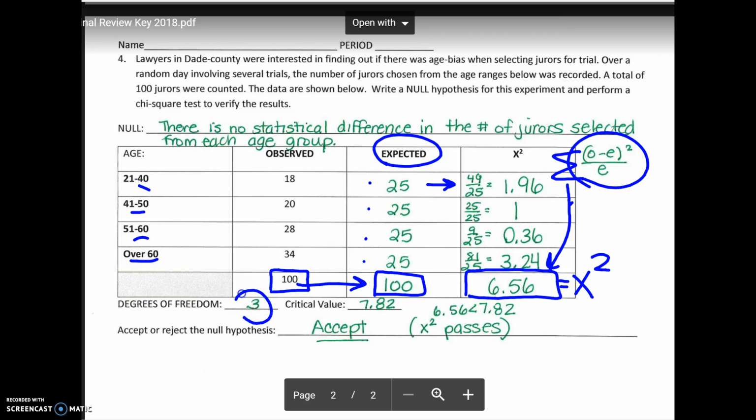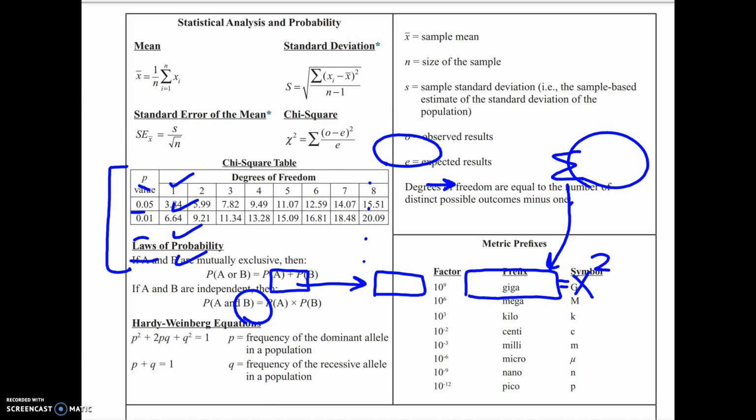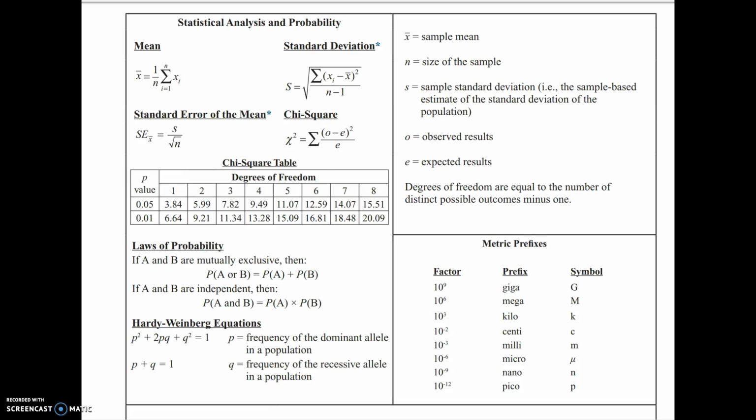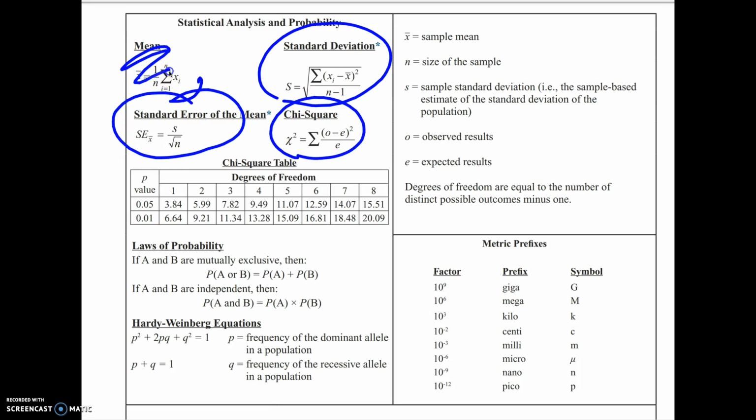To get my degrees of freedom, it's the number of options in my experiment minus 1. So there were 4 options. 1, 2, 3, 4. Minus 1 is 3. And to get my critical value, let me switch over to a chart to show you. Here is our chi-square chart. Sorry. So here's our chi-square chart on the left. Here's all the formulas you'll be using. Here's standard deviation, the chi-square, and the standard error of the mean. You don't need that one.